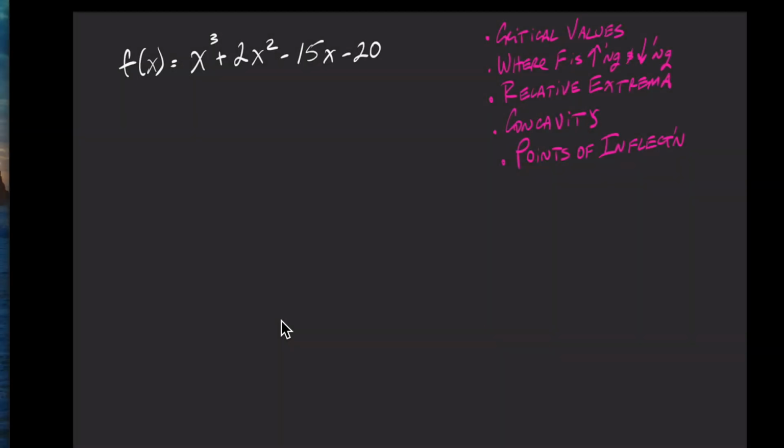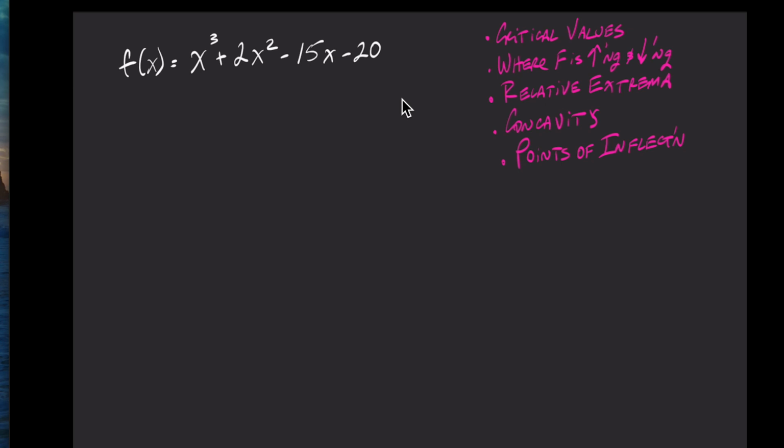Going to talk about analyzing calculus functions using both the function itself, as in this problem, as well as the graph of the first derivative. And for each of these functions, we're going to find the critical values, where f is increasing, decreasing, its relative, or otherwise known as its local extrema, its concavity, and its points of inflection.